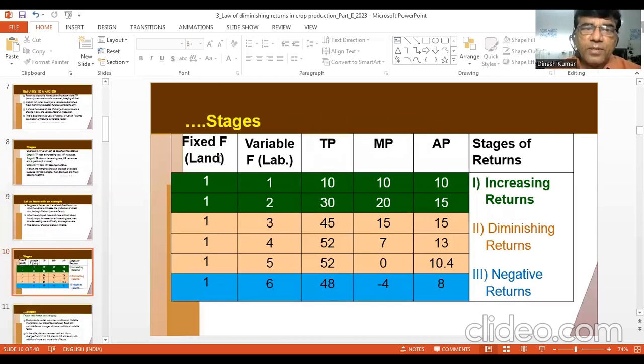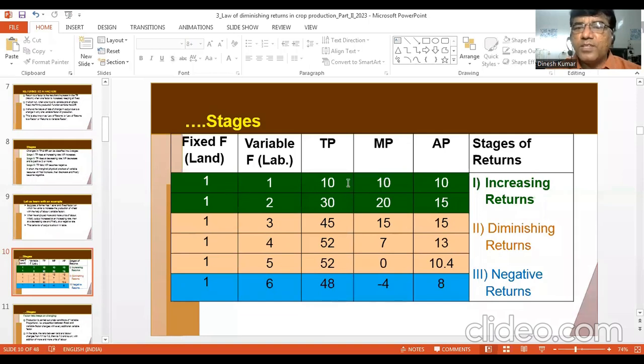So the first factor is fixed factor. Suppose it is land. So in the short run, it will remain the same, 1, 1, 1, 1. However, suppose the variable factor is your labor, then 1, 2, 3, 4, 5, 6, you can see in continuity. And then total product is 10, 30, 45, 52, 52, 48. And now marginal product, when you increase the variable factor from 1 unit to 2 units, how much is the change in total product? That is your marginal product.